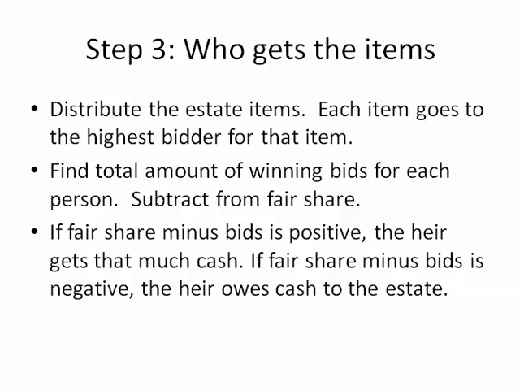After we have the bids, now we're going to figure out who gets each item. So basically, we're going to look at the bids and give the item to the person who paid the most. Okay, they have to pay that amount based on their bids. So we're going to take their winning bids and subtract it from their fair share. If the fair share minus the bids is a positive number, the heir is also going to get some cash. However, if the fair share minus their bids is negative, that person is going to owe money to the estate. So for example, if you end up wanting to buy everything, you're going to owe money basically to your siblings.